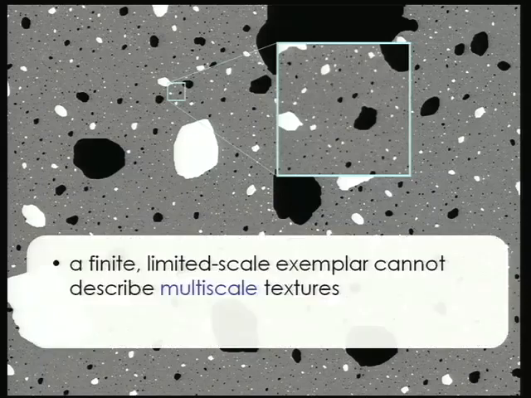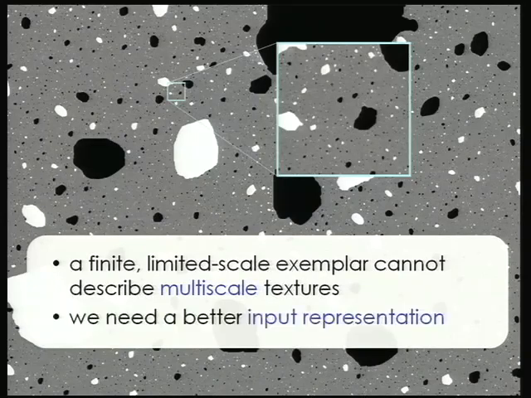And this really gets to the root of the problem that we have here, which is that a single finite exemplar is just not going to be able to express the kinds of multiscale textures that we're interested in. So before we can even start talking about multiscale texture synthesis, we're going to need a better way to describe the textures that we want to synthesize. So we need a better input representation.